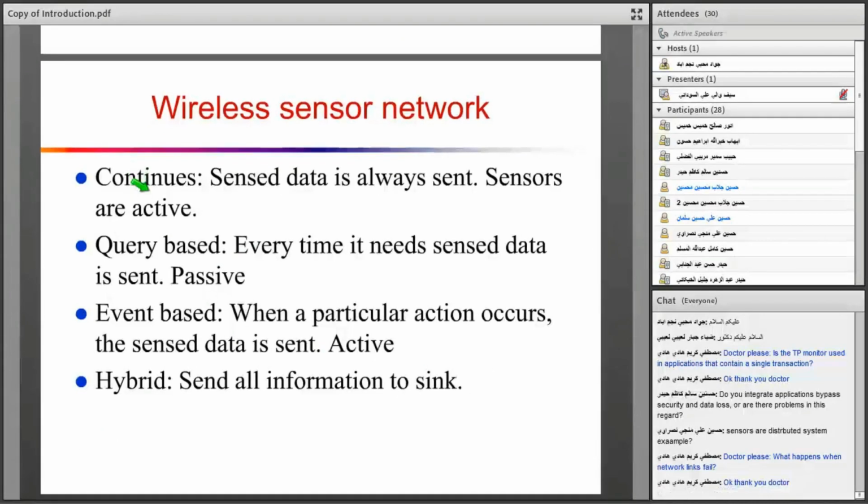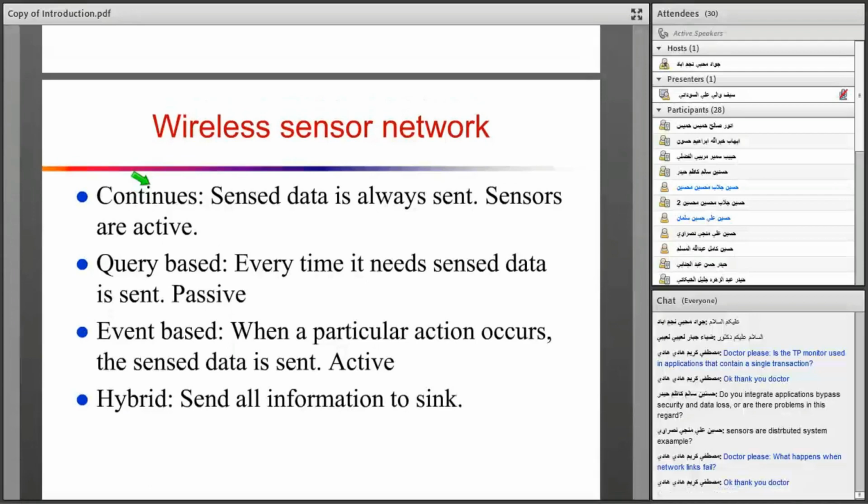Different protocols can be used in WSN. For example, in the continuous one, the sensed data is always sent to the base station, and the sensors are active.